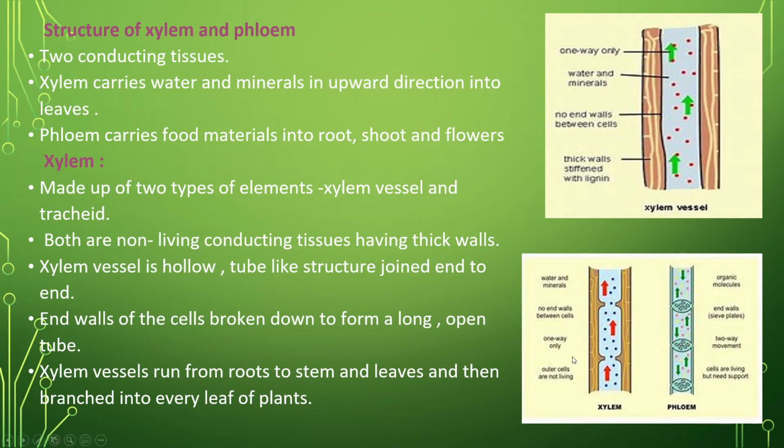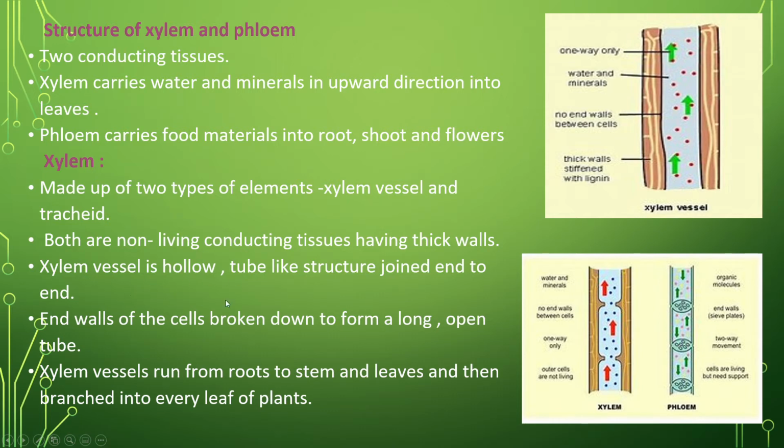And now, what do you mean by xylem? What are the characteristics of xylem? Xylem is actually made up of two types of elements, that is xylem vessel and trachea. One is the xylem vessel and another is called the trachea. And both of these within the xylem are non-living conducting tissues, and also they have thick walls.